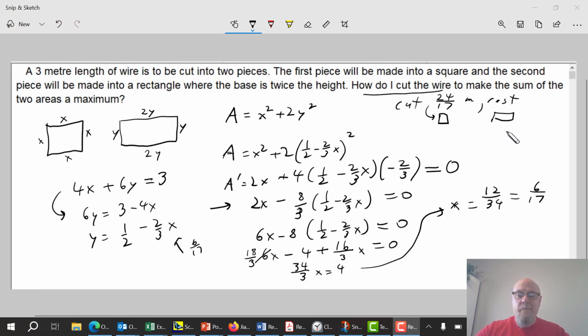That rest piece is 9 over 34. So 24 over 17 would be 48 over 34. So a 48 over 34 and a 9 over 34, you'd cut it into those meter pieces. And anyway, I just didn't want to end the video on the lazy thing.